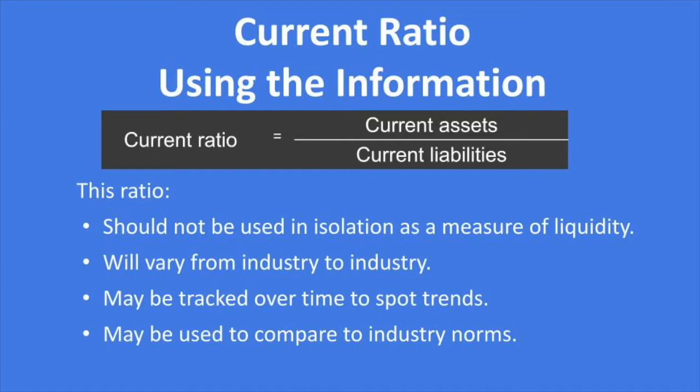And they may be tracked over time really to spot some sort of trend. We want to be able to say, has the current ratio changed over time, and has it changed for the better or changed for worse? And certainly there's all kinds of industry norms out there for what the current ratio should be, and we want to be within that industry norm.